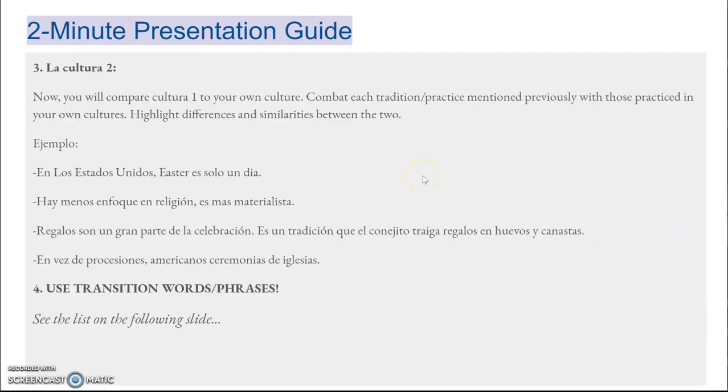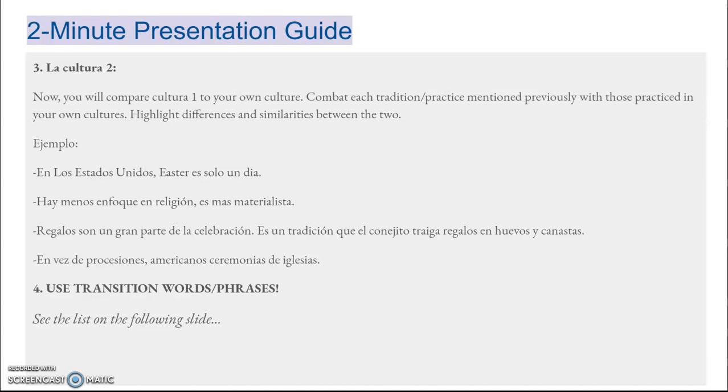And then whenever you bring up the second culture, which will be your own culture, I did American culture with the holiday Easter. Now you'll compare culture 1 to your own culture, comparing each tradition or practice mentioned previously with those practiced in your own culture. Highlight differences and similarities between the two.